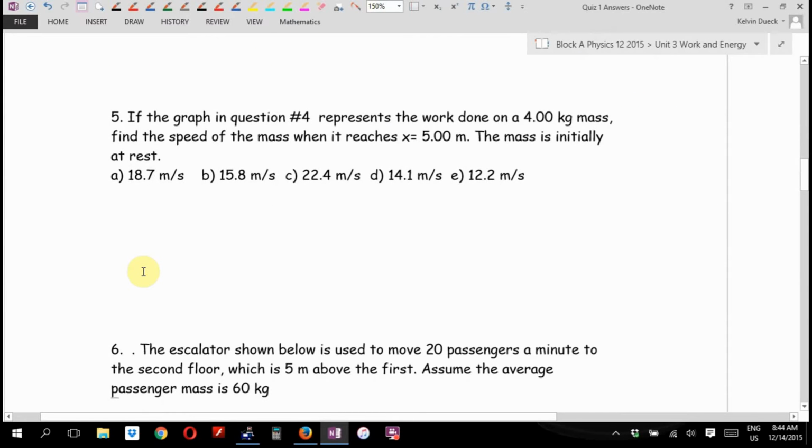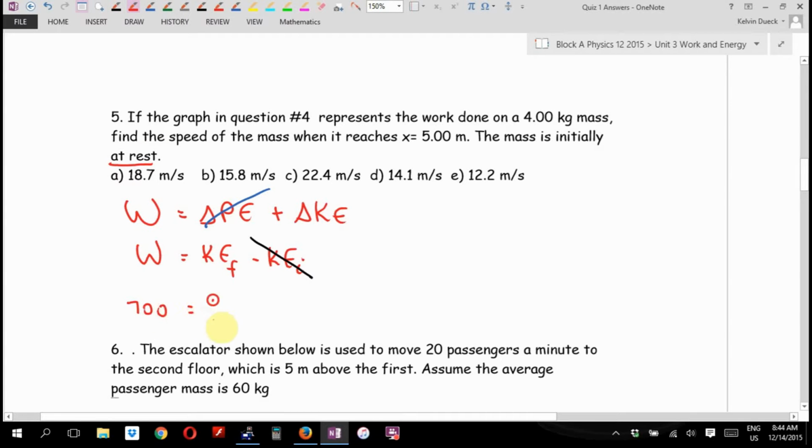Oh, good, I was hoping I'd done a question with that answer. If the graph in number 4 represents the work done, find the speed of the mass when it reaches 5 meters. The mass is initially at rest. Well, work is also the change in potential plus the change in kinetic. And I don't think this question implies that there's any change in height. So this is going to be KE final minus KE initial, although it did say that we start at rest. How much work? 700. That equals a half m v final squared.